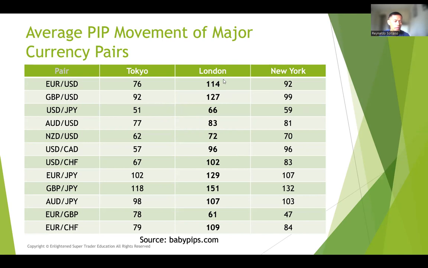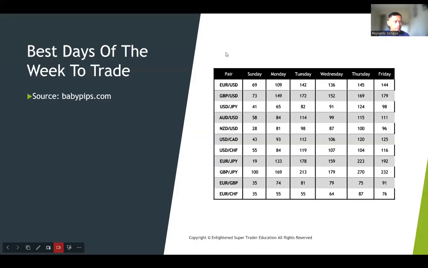So mind you, though, I believe these numbers already have changed. They've increased because of the volatility. More people are trading it. So the source, right, is babypips.com.